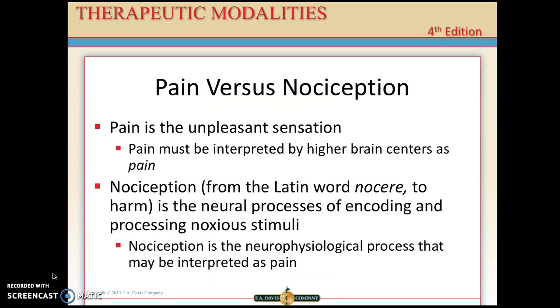So then let's talk about pain versus nociception. So pain, just sort of generally speaking, is an unpleasant sensation. We don't understand that it's an unpleasant sensation until a signal is transmitted to the brain, specifically in the cerebrum. Nociception, on the other hand, is a neural process of encoding and processing noxious stimuli. So nociception, then, is the neurophysiological process that may be interpreted as pain.